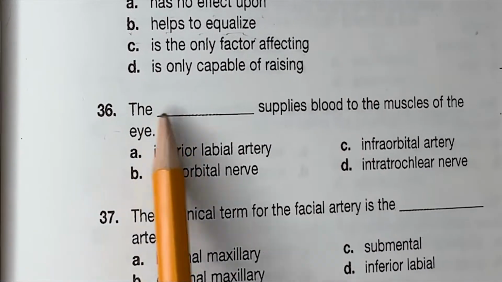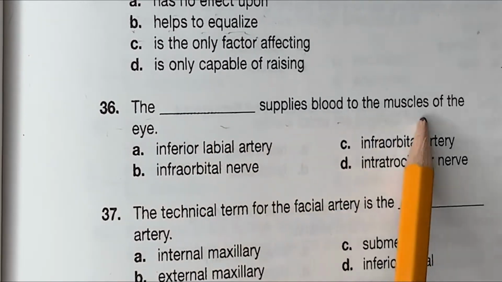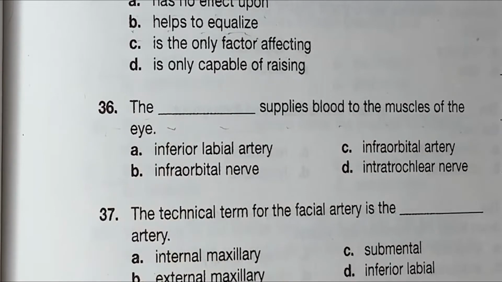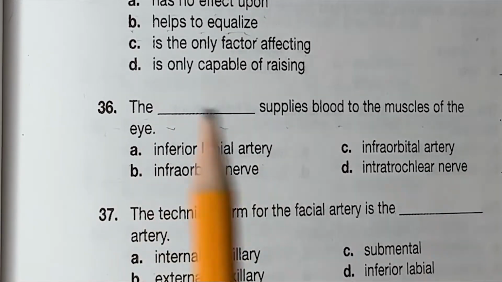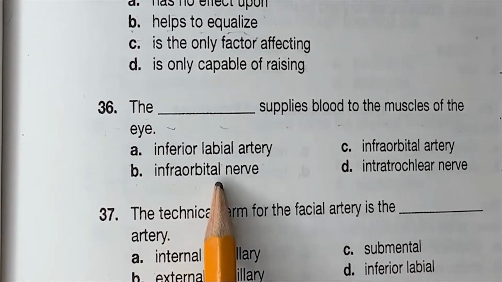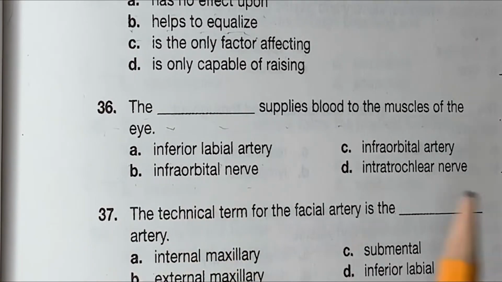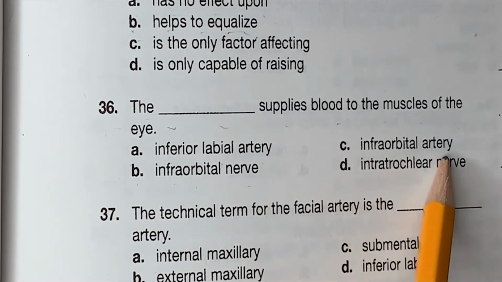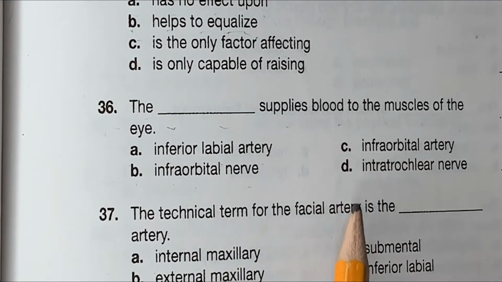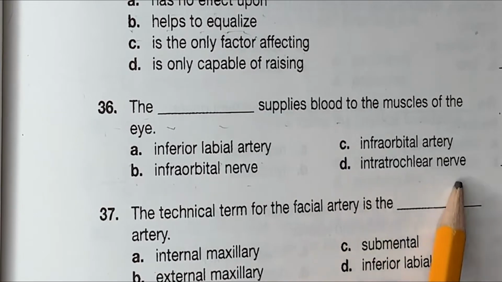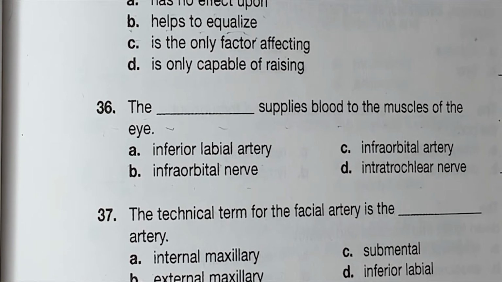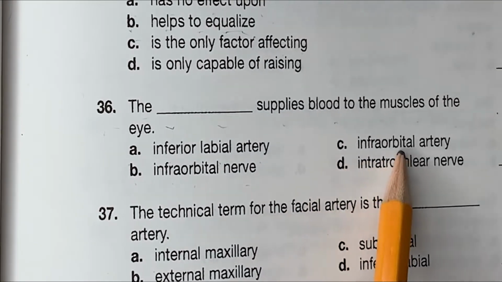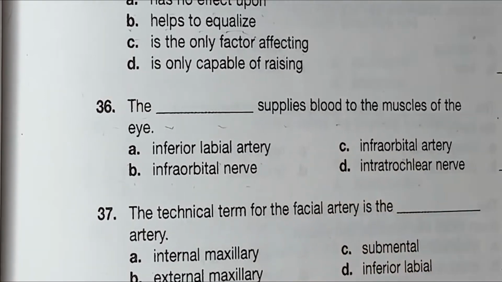36. The blank supplies blood to the muscles of the eye. Is it A, inferior labial artery? B, infraorbital nerve? C, infraorbital artery? Or D, intraarterial nerve? And your correct answer is E, intraorbital artery.